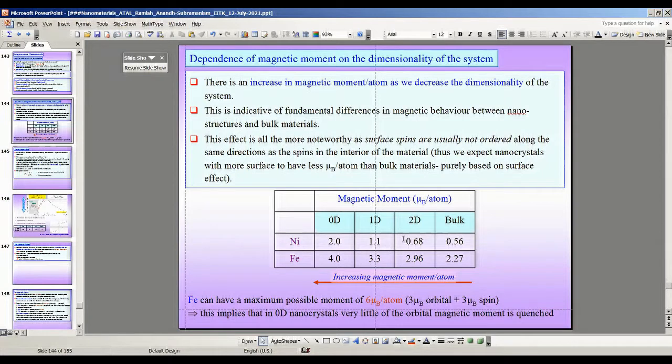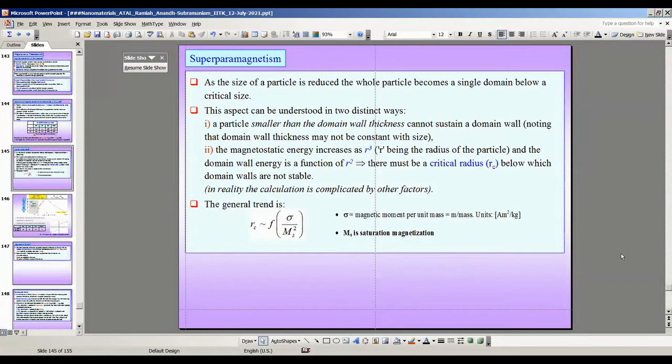So what happens if I have nickel, and bulk nickel has about 0.56 Bohr magnetons per atom? If I reduce the dimensionality, I see that the magnetic moment per atom can increase. Why should it increase? This 5.6 is the wrong number. Sorry, this is the correct number, I can show you later. It's some 5.4 or something. Why this increases is that, as I pointed out to you, the orbital motion magnetic moment is quenched in bulk iron or bulk nickel for that matter. When you make nanomaterials, this partially gets unquenched, and therefore you have an increase in the magnetic moment.